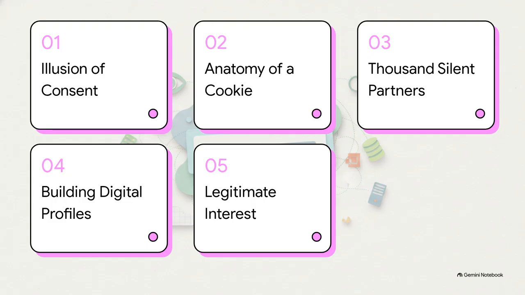So, to make sense of all this, we're going to break down this dense, incredibly complex legal document into 5 clear steps. First, we'll look at the illusion of consent. Second, the anatomy of a cookie. Third, we'll expose those 1,000 silent partners. Fourth, we'll see exactly how they build your digital profile. And finally, we'll uncover something called the legitimate interest loophole. Let's get right to it.